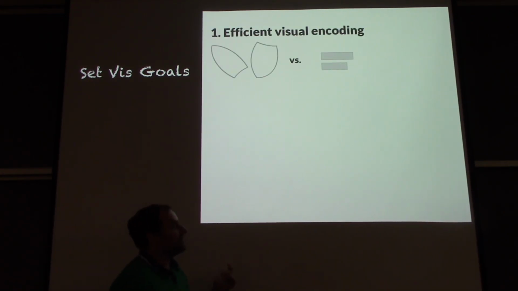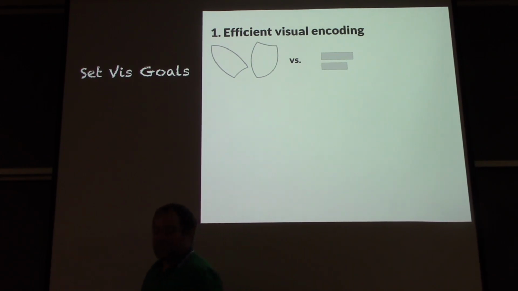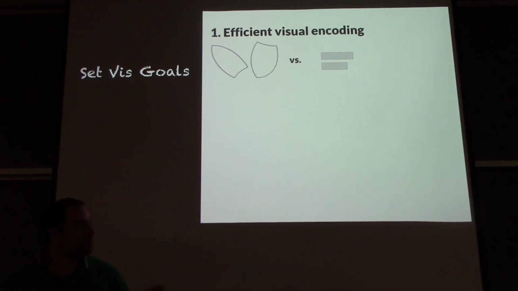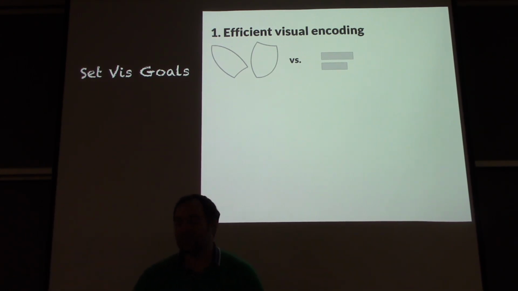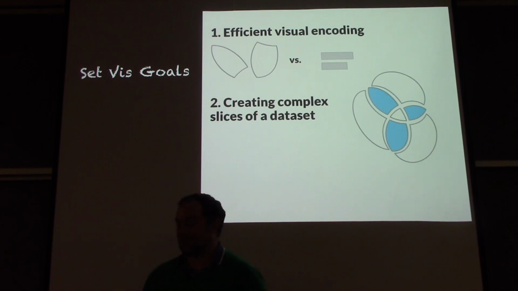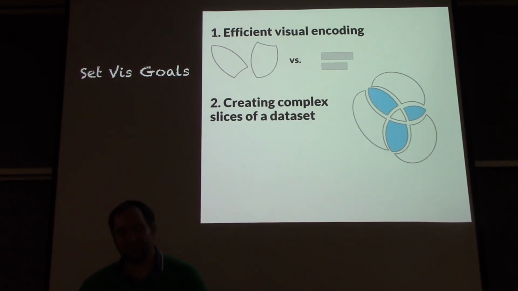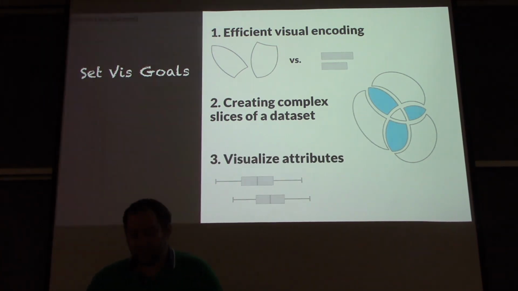So we built this set visualization technique with the goal of developing an efficient visual encoding. Instead of having these arbitrary shapes, we wanted to use position on a common aligned scale for our visual encoding. And we wanted to be able to create complex slices of a data set. So we wanted to use this not only as a set visualization, but also as a query tool into a data set, and we wanted to visualize attributes about these intersections.